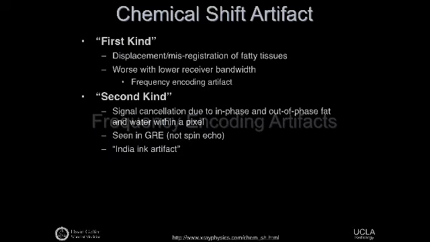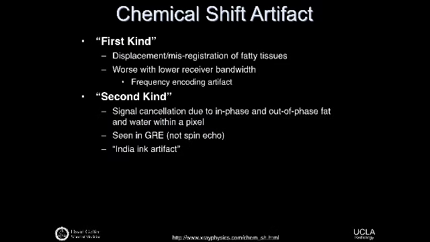So those are some phase encode artifacts. We can talk about some frequency encode artifacts. Some of these we saw already. I just didn't label them as such. We had chemical shift artifacts, both of the so-called first kind and second kind. The first kind of chemical shift artifact was the displacement or misregistration of fatty tissues. Fat has a slightly different Larmor frequency than water. We use frequencies to distinguish spatial positions, and fat misrepresents itself and ends up being decoded as occurring in a slightly different spatial location.